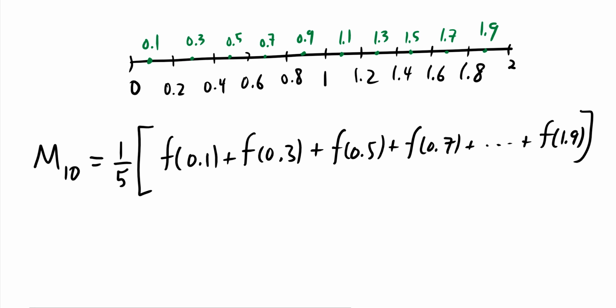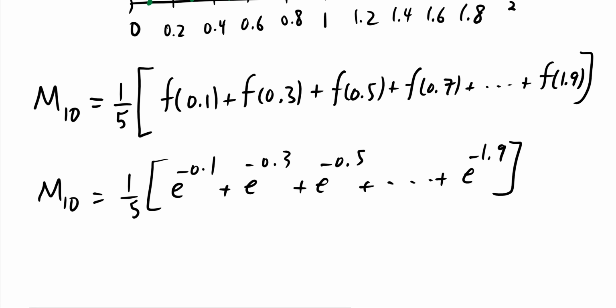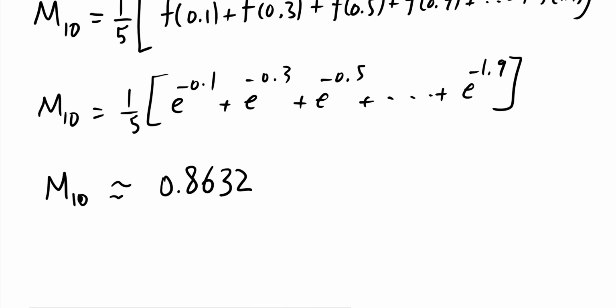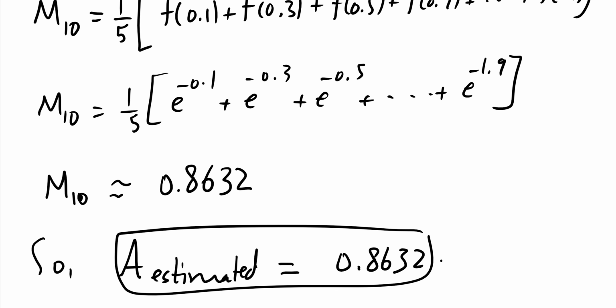And let's see what that gives us. So this M sub 10 equals 1/5 times e to the negative 0.1, e to the negative 0.3, e to the negative 0.5, all the way to e to the negative 1.9. So then M sub 10, estimated on the calculator, equals 0.8632. So we can say A estimated is equal to 0.8632. That's the estimated one.